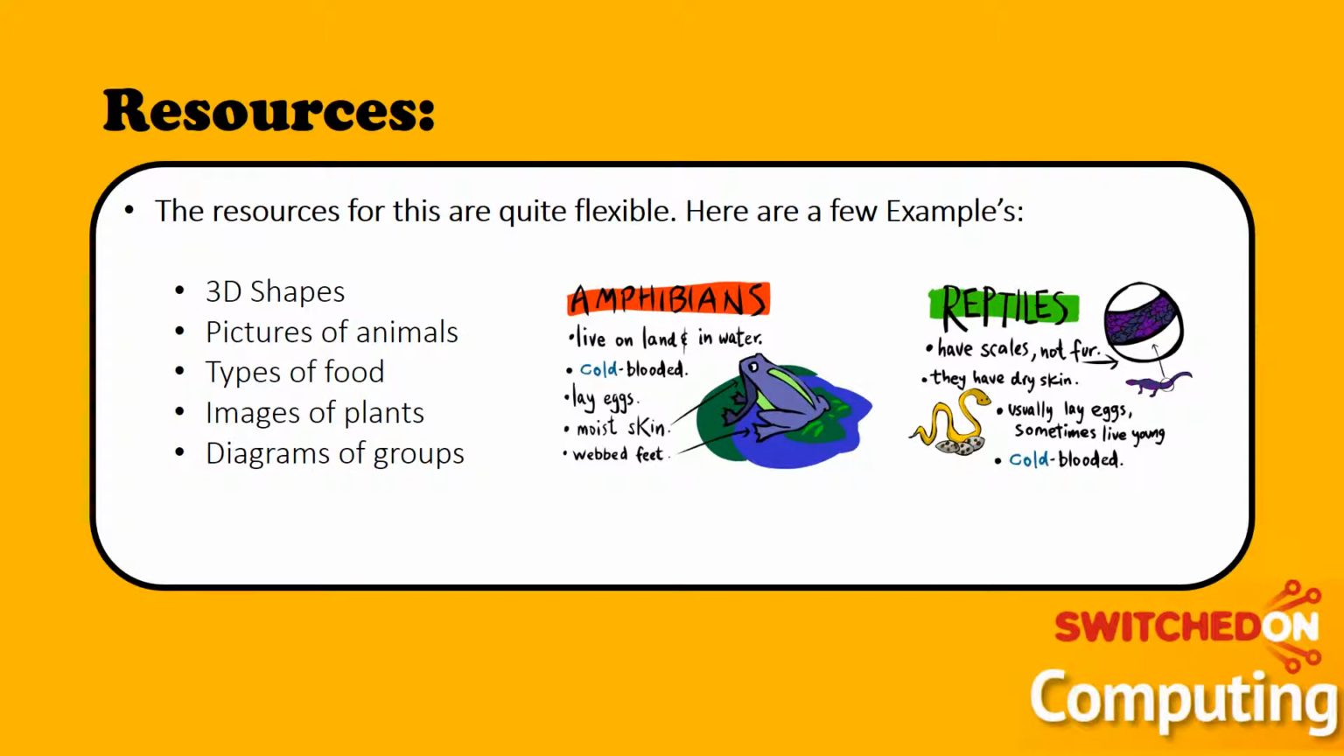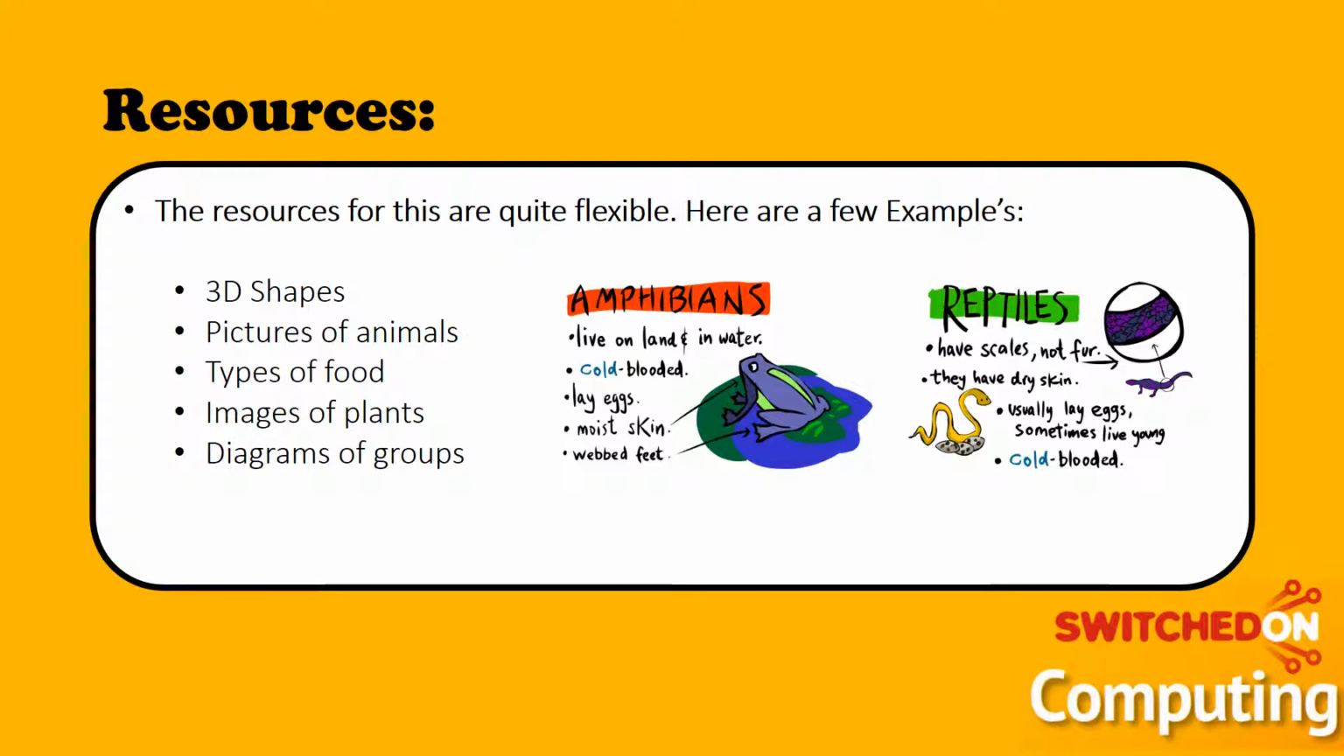So like I said before, for this lesson there won't be too many resources required. You'll need your 3D shapes if you want to do an example tree diagram before, and maybe pictures of animals and types of food. A food lesson might be fun for students. You might want to bring in chocolate, or if you're doing healthy foods, you could bring in bananas and apples and ask yes or no questions, such as, is it yellow? And so on. Images of plants, you can either bring these in or you can get them to search online, like we said before. And diagrams of different groups.